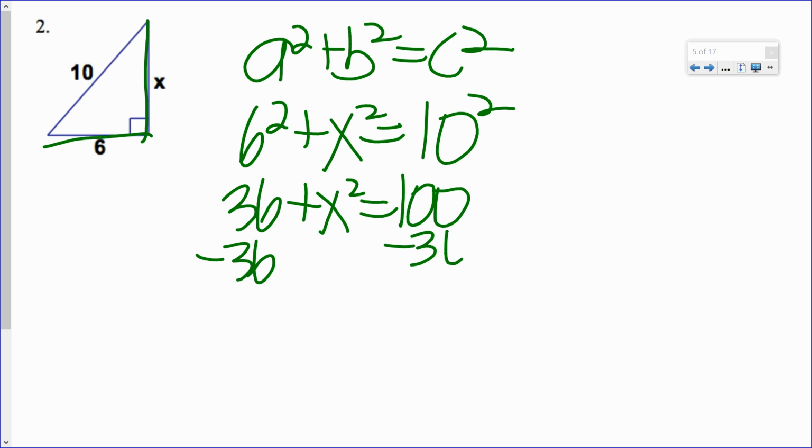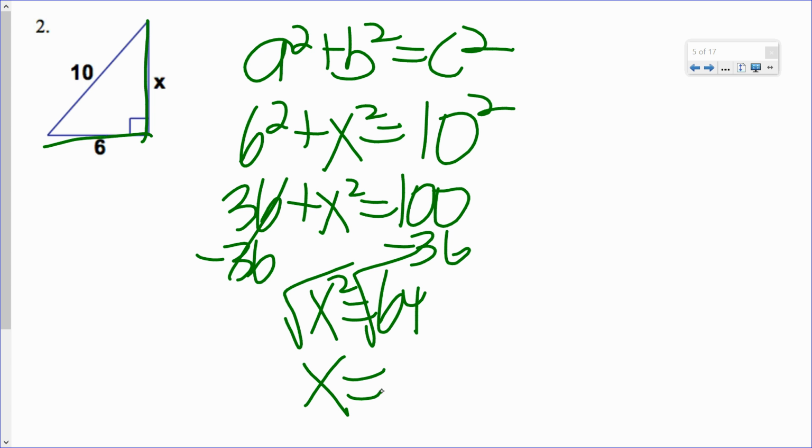Subtract 36, subtract 36. X squared equals 64. Square root of both sides. You may need to put it into the calculator and get a decimal. It may ask you to leave it in radical form, but in this case, rad 64 is 8, so that's my answer. And that's it. If there's no angle involved, if it's only sides, if you have two sides of a right triangle and you want to find the third, then we use Pythagorean theorem.